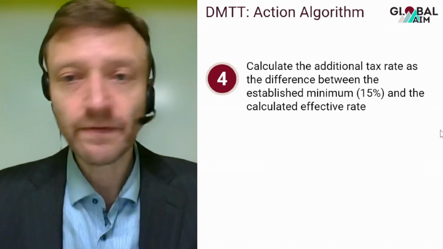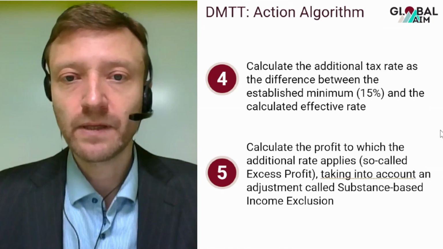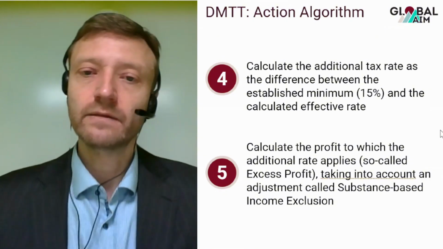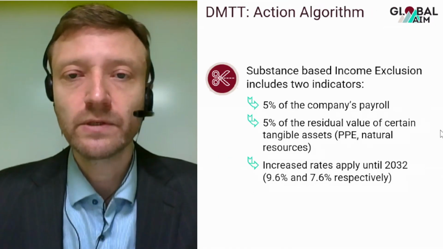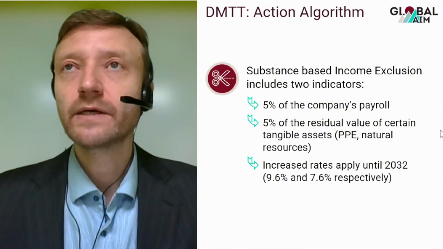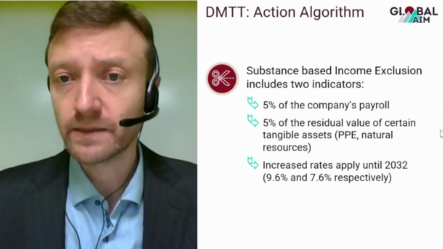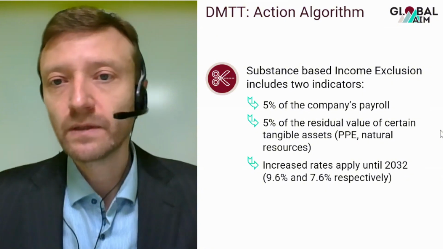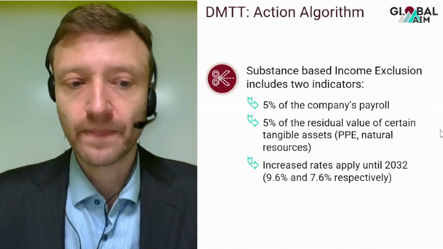And then if the effective tax rate is below 15%, then the additional tax rate is determined, and this additional tax rate is multiplied by the excess profit to determine the ultimate additional tax liability. And this excess profit is again calculated with specific adjustments to the net profits or to the Pillar 2 income. These adjustments include, for example, substance-based income exclusion, which, without getting into too much detail, means that companies with significant payroll and certain local assets such as property, plant and equipment and natural resources can leave some profits attributable to these types of expenses and assets, and not tax them at the 15% rate.